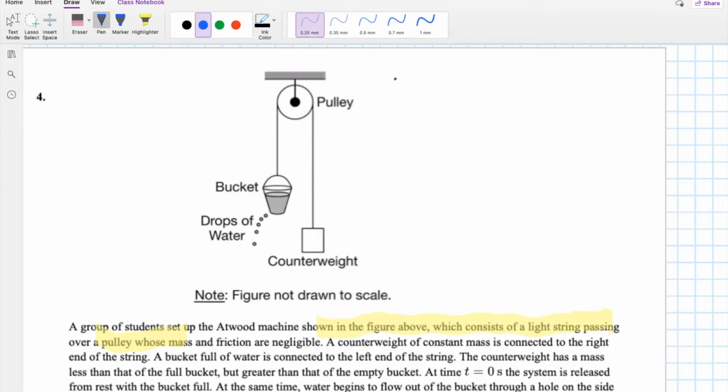So if we consider our system here and the net force on the system, this is essentially the weight of the bucket and water minus the weight of the counterweight equals the mass of the bucket with water plus the mass of the counterweight times the acceleration of the system. So they want us to find out when are these two quantities equal? When are the weights or their masses going to be equal? If their masses are equal, their weights are equal in a uniform gravitational field.